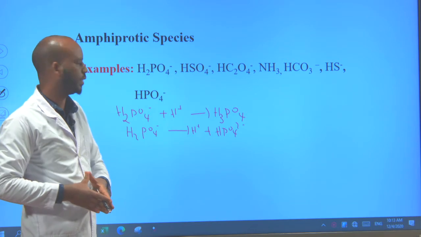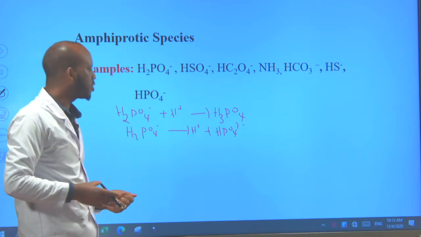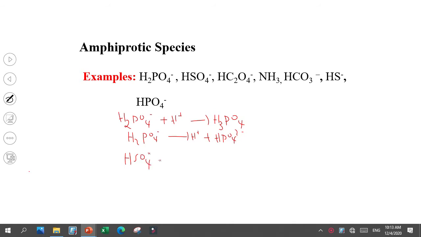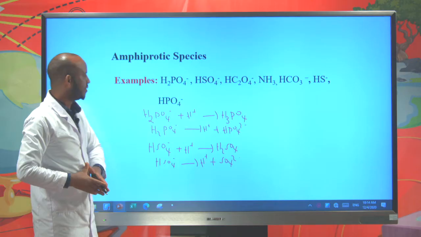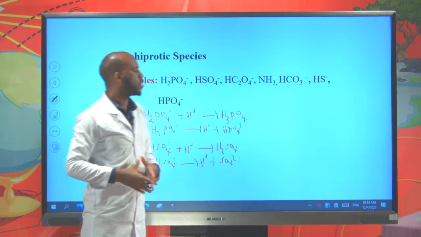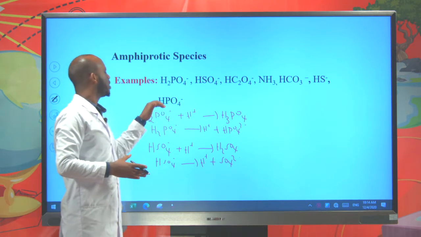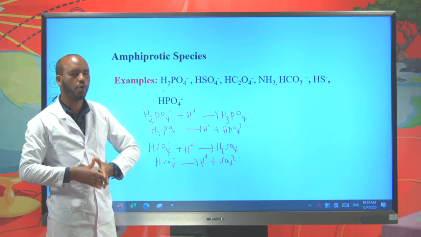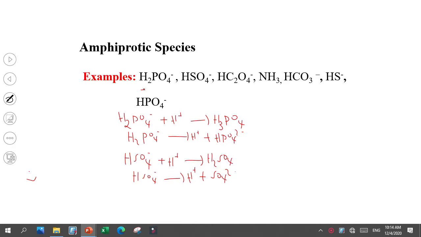Hydrogen sulfate is also an amphiprotic species, it can accept and donate a proton. HSO4 minus plus H plus gives sulfuric acid, H2SO4. When it donates a proton to another substance, HSO4 minus gives H plus and sulfate ion SO4 2 minus. The same is true for ammonia, hydrogen carbonate, hydrogen sulfide and monohydrogen phosphate. All these are amphiprotic species. Amphiprotic species are species which may either gain or lose a proton.